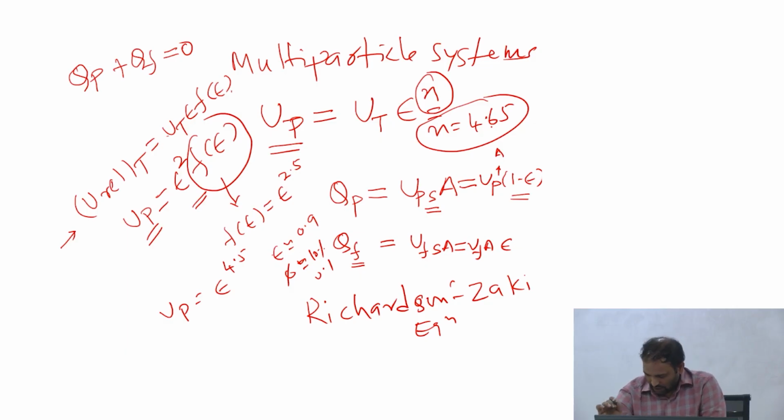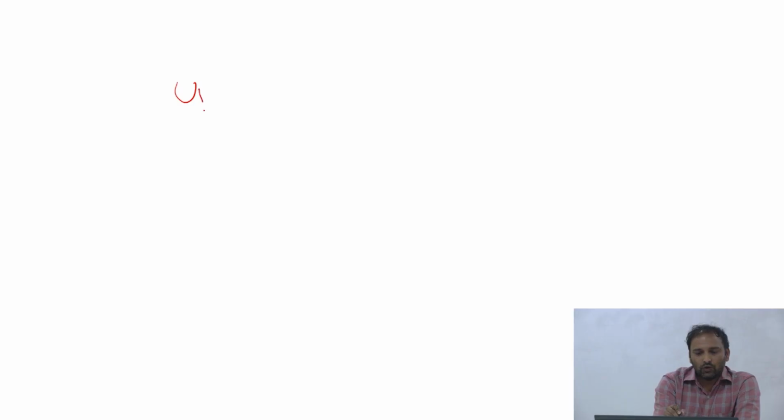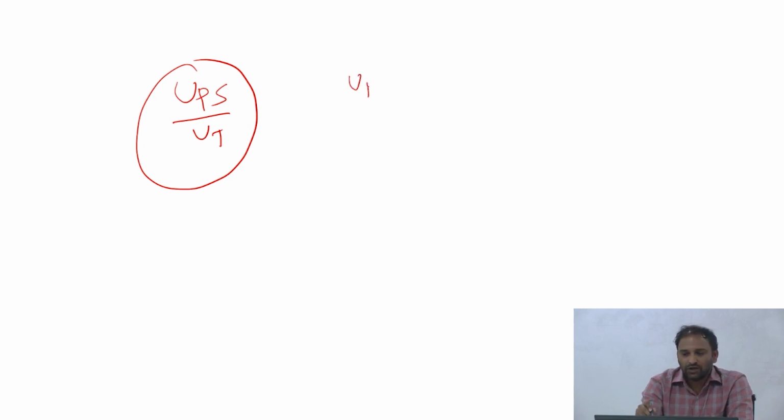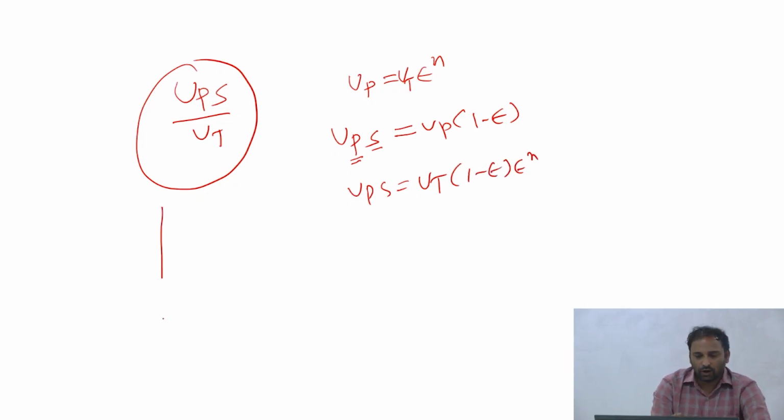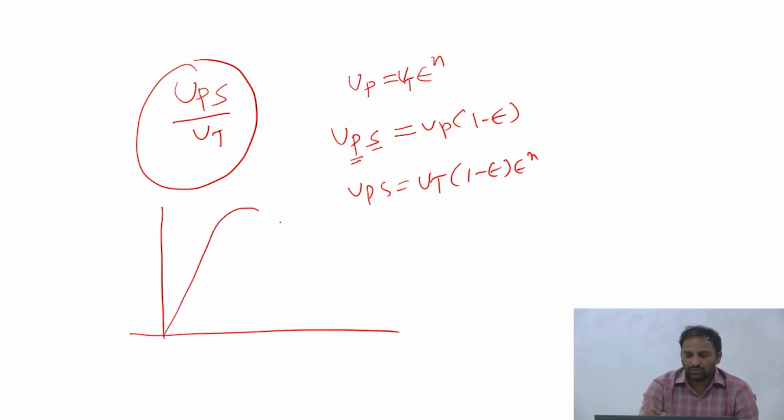The other thing that we did was we started talking about UPS by UT. That is a non-dimensional settling flux, and the way we did that was your UP is epsilon to the power of n times UT. Therefore your UPS, which is the particle settling velocity but the superficial velocity, goes as UP times (1 minus epsilon). Therefore your UPS is going to be UT times (1 minus epsilon) times epsilon to the power n. And we said if you were to plot this, the function would go something like that, is what I had mentioned.